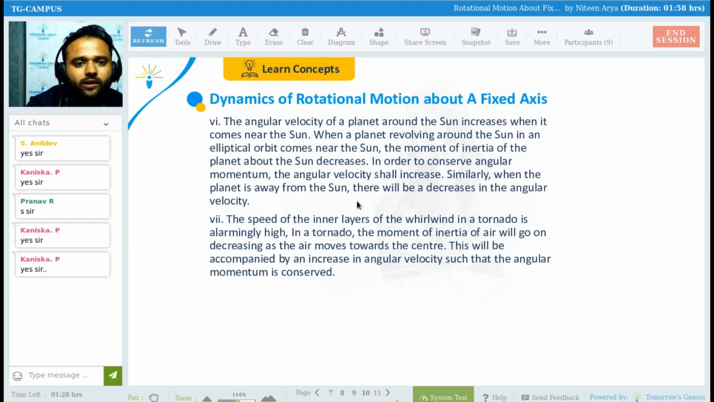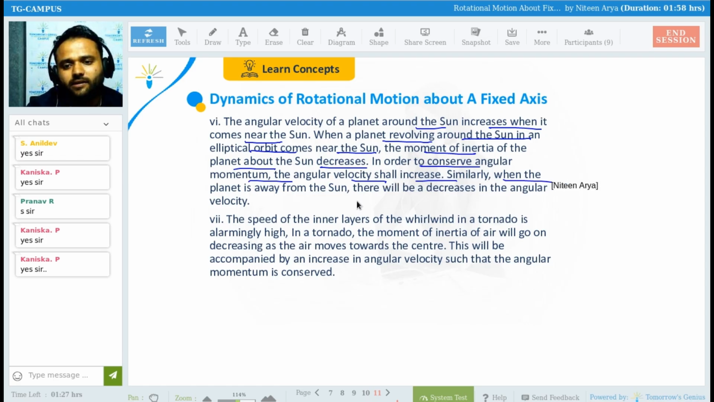The angular velocity of a planet around the sun increases when it comes near the sun. When a planet revolving around the sun in an elliptical orbit comes near the sun, the moment of inertia of the planet about the sun decreases. In order to conserve angular momentum, the angular velocity shall increase. Similarly, when the planet is away from the sun, there is a decrease in the angular velocity.